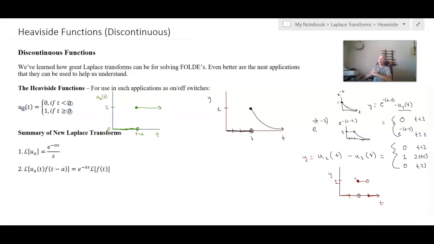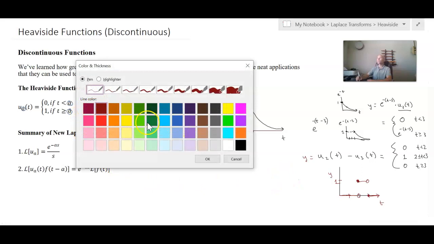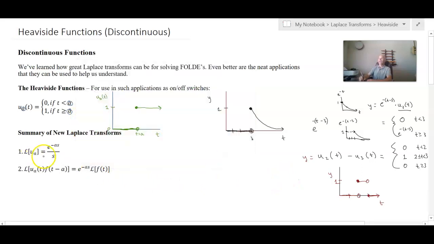But before we do that, let's try to figure out how these are going to be handy with Laplace transforms. If we take the Laplace of a Heaviside, we're going to argue that the result will be e to the negative as over s, where a is the time at which your function switches from a 0 to a 1. Just to show how simple this is, notice that we go from something that's discontinuous to something that's perfectly continuous in the s domain.